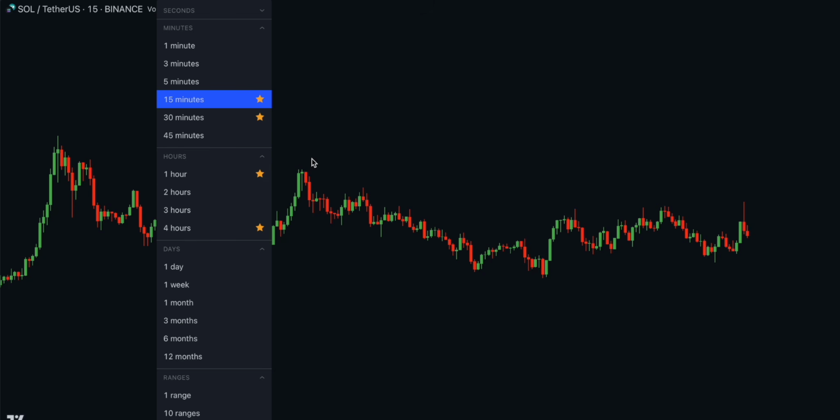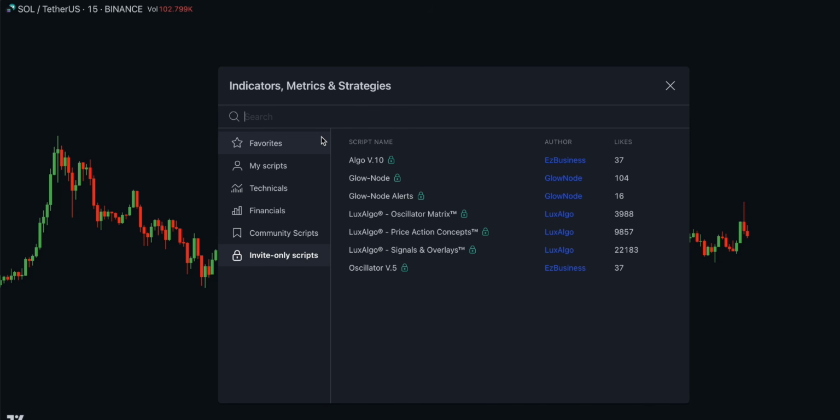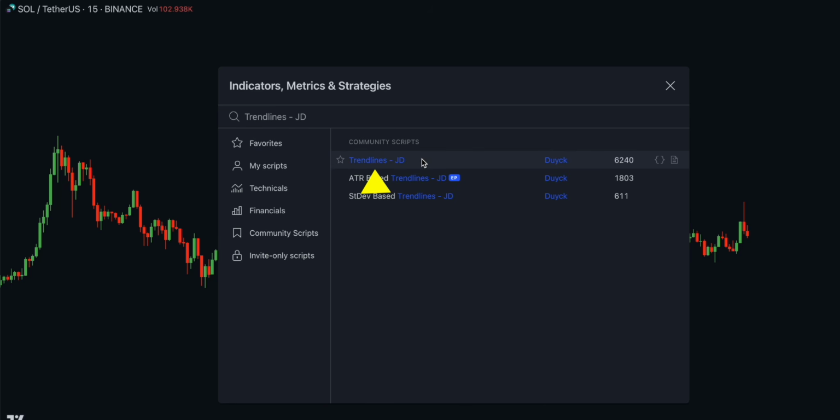To install the first indicator on the chart, head over to TradingView and open any market. Currently, I am viewing the Solana price on the 15-minute chart. Open the indicators and search for Trend Lines, JD by Dyke. Here's the indicator you need.